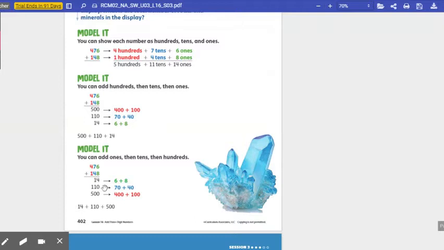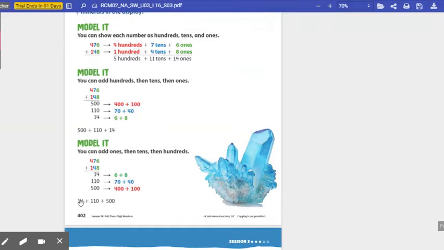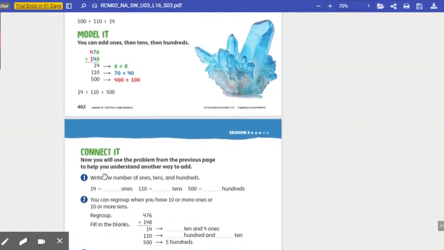All right, so our next model did the same thing with the partial sums. They just did it in a different order. They started with their ones this time. 6 plus 8 is 14. 70 plus 40 is 110. And then 400 plus 100 is 500. And they would combine that. Let's look a little bit closer, because I'm noticing that when we're looking here, I see 11 tens, 14 ones, 110, 14. So I know that we're going to have some regrouping involved, so I want us to take a closer look at that, okay?